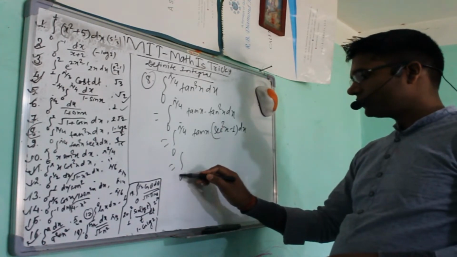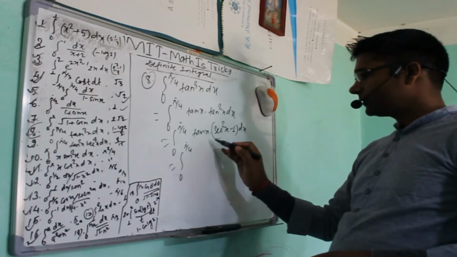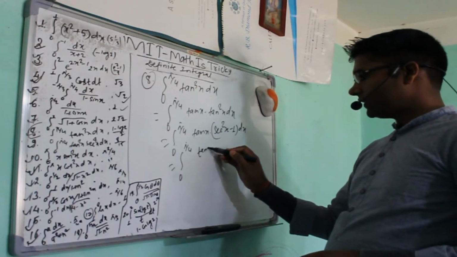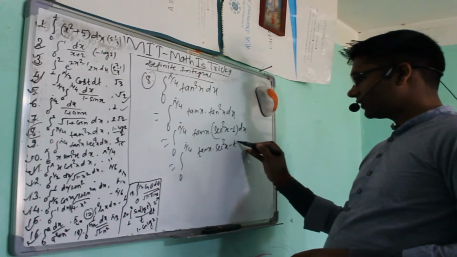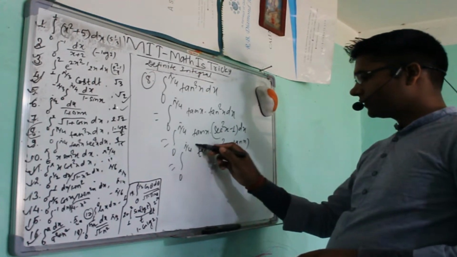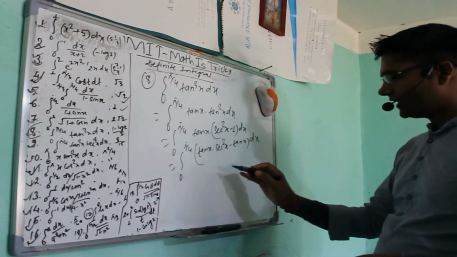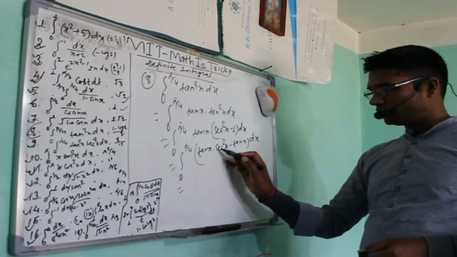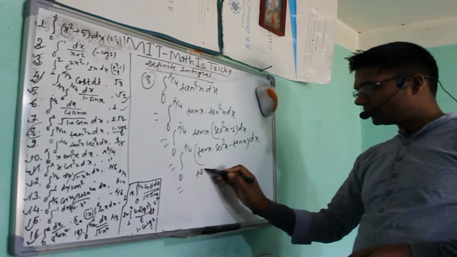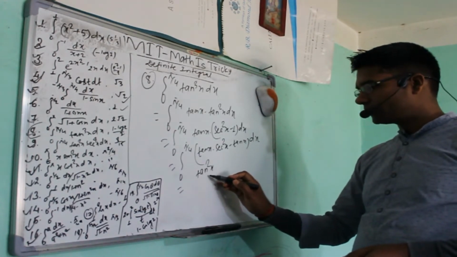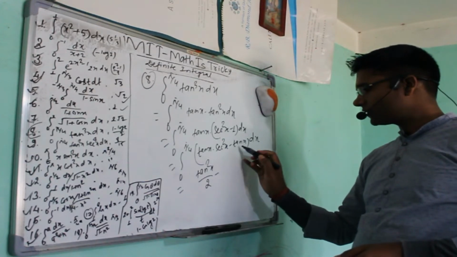In this case we'll use the method of rationalization, and while doing rationalization, my dear students, please be careful: the function must be continuous in the given range from 0 to pi by 2. This denominator is not going to be 0. That means it will not take any indeterminate form. So we can rationalize here.